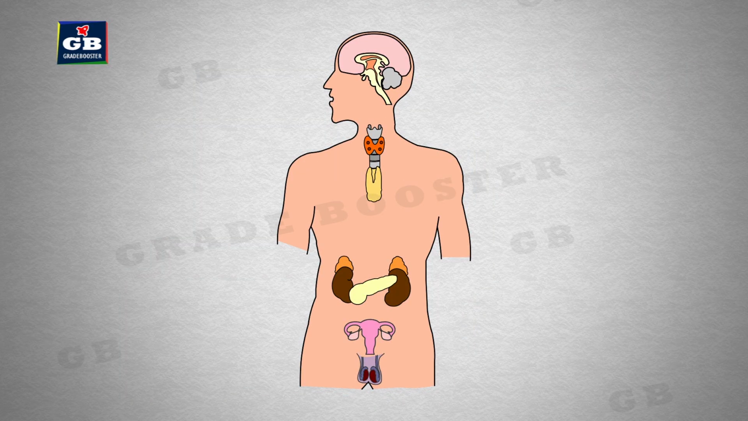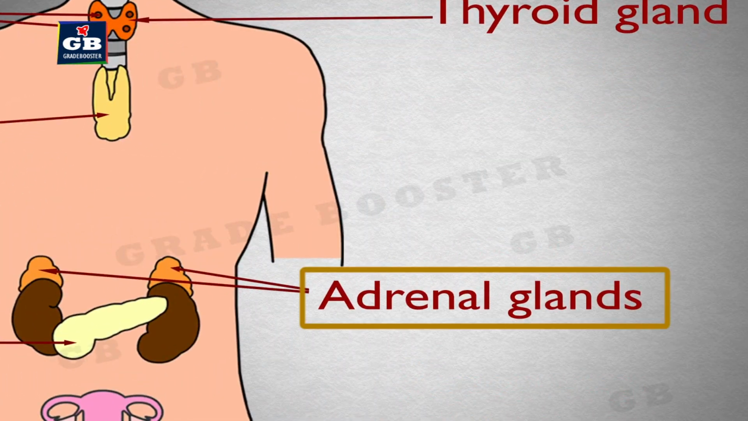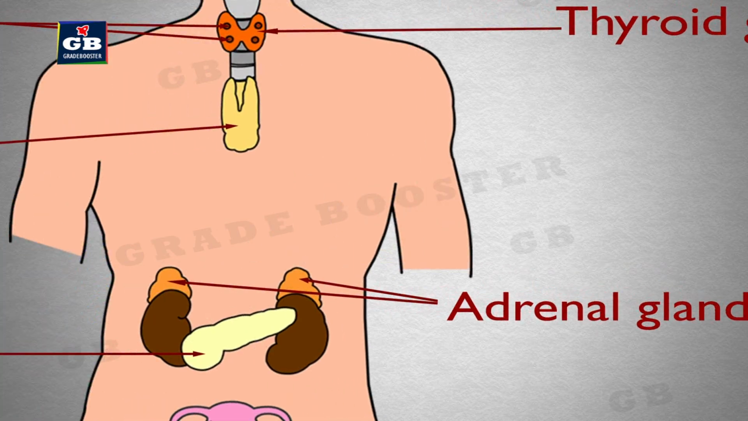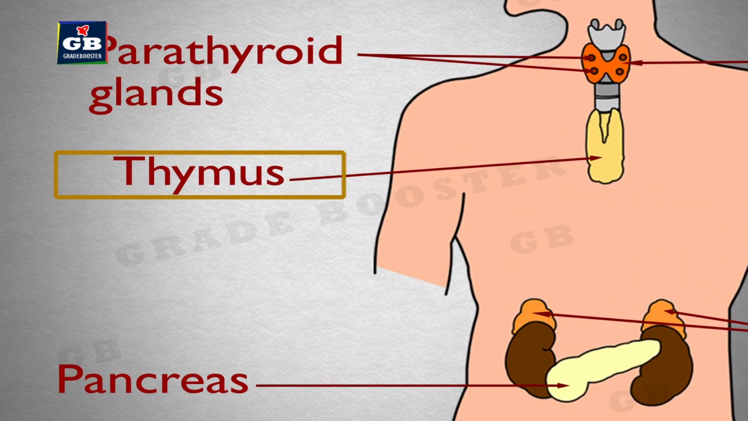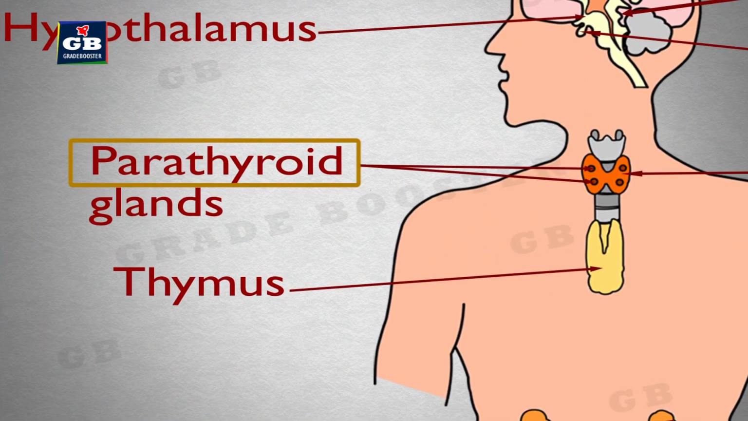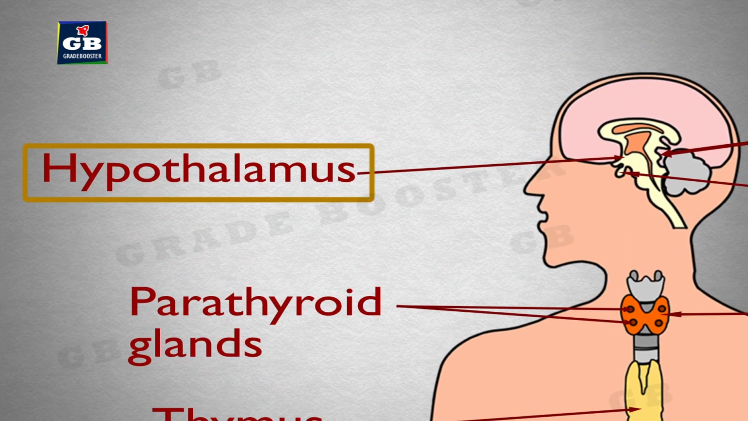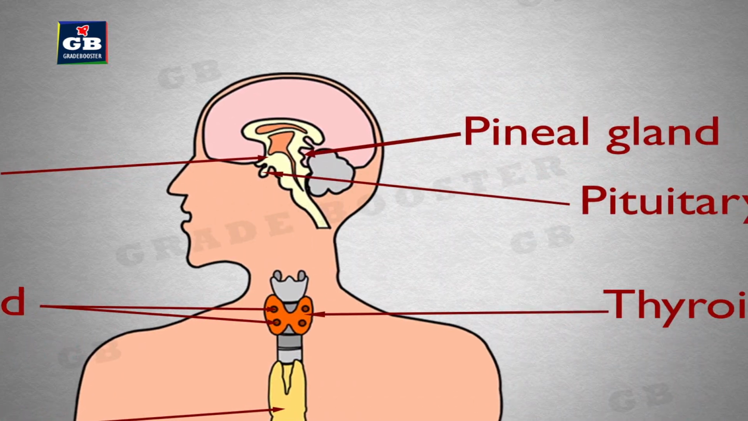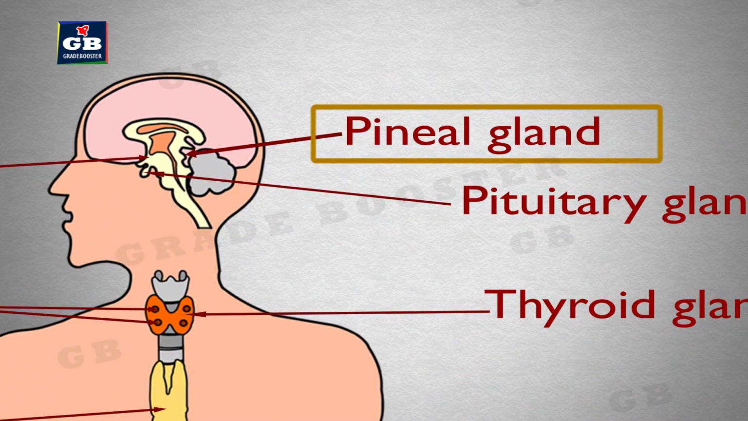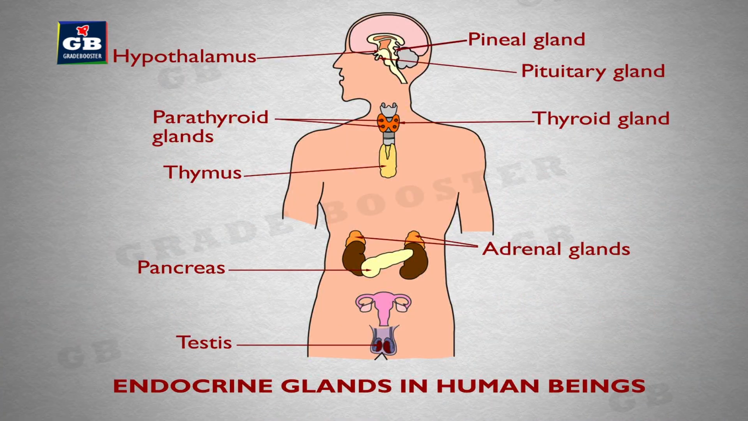Let us see the other parts of human endocrine system. These are adrenal glands. This is thymus. These are parathyroid glands. This is hypothalamus. This is pineal gland. These are the various parts of human endocrine system and their significance.